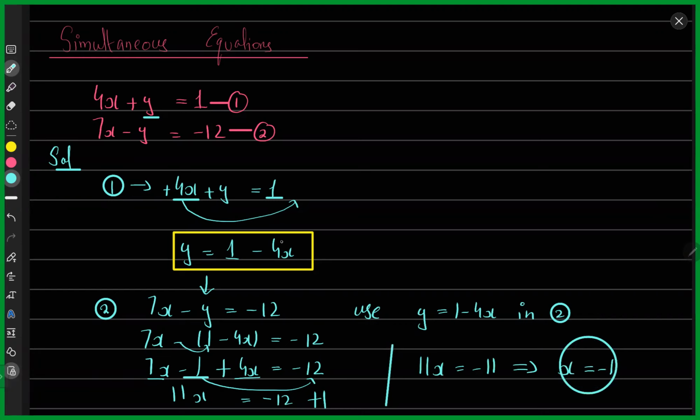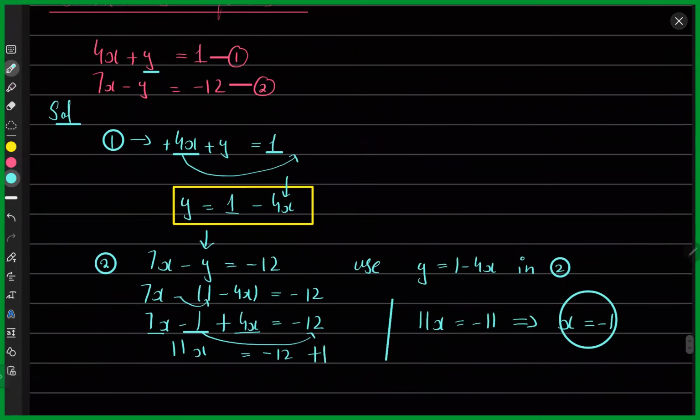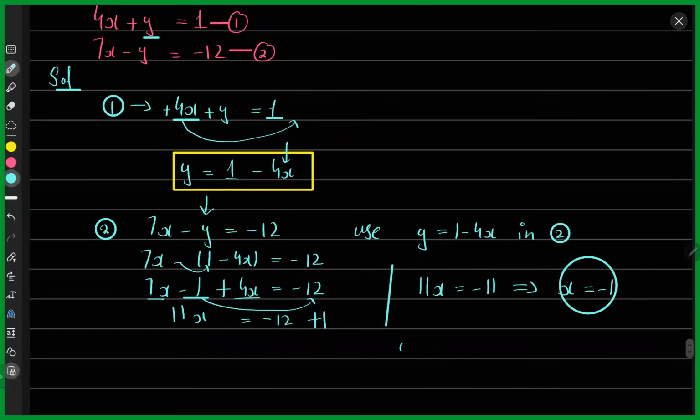Using this value of x over here, I would get the value of y. So y is equal to 1 minus 4x. So this means it would be 1 minus 4 into, instead of x, I'll write down minus 1. And this would give me 1 minus into minus would become plus 4. And this would give me 5. So the final answer is going to be x equals minus 1 and y equals 5. Okay, let me just go through the entire working again, and then you will get a better understanding of the topic.